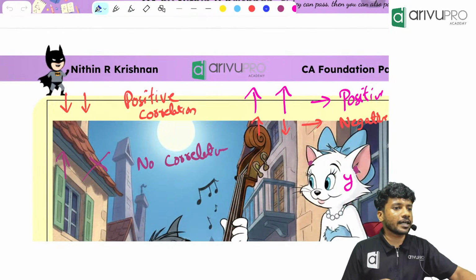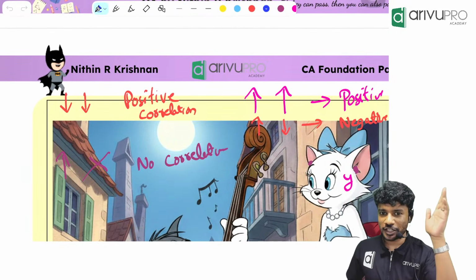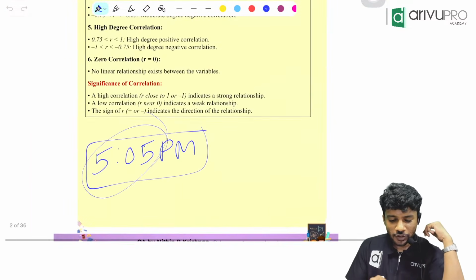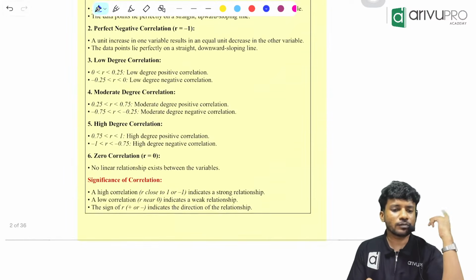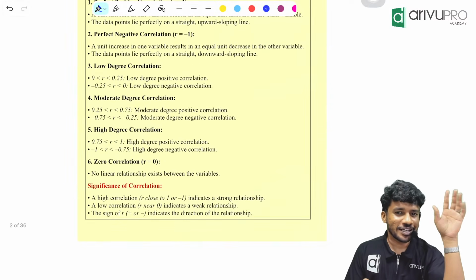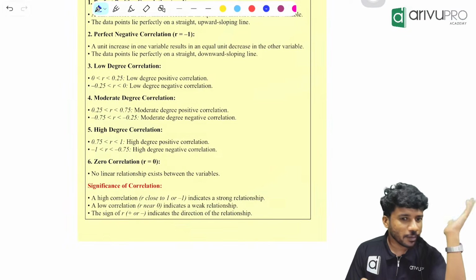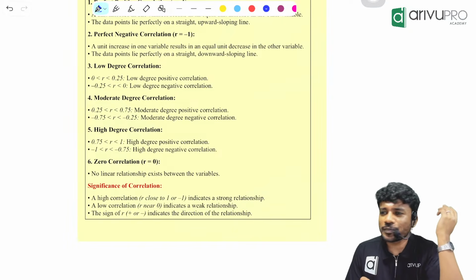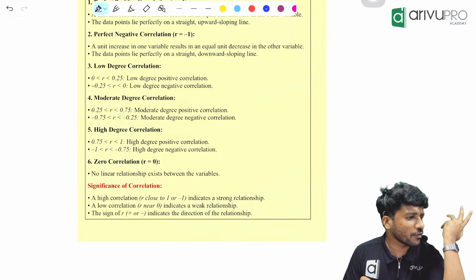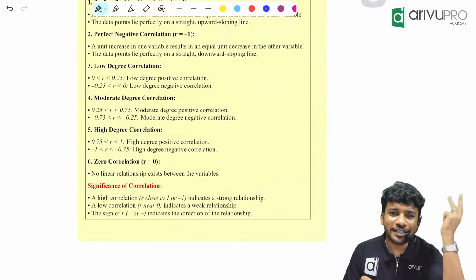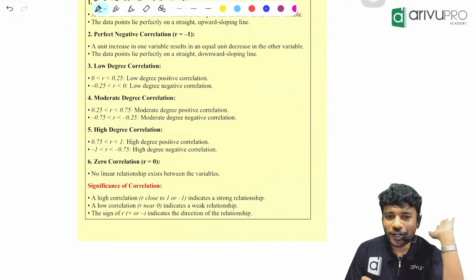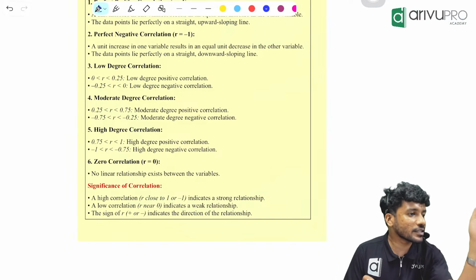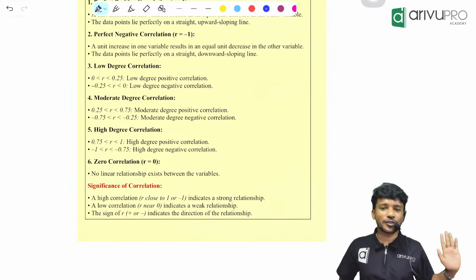So we were discussing positive correlation, negative correlation, and no correlation with the correlation coefficient. Whenever the correlation coefficient is equal to 0, it is no correlation. Whenever R is equal to 1, perfect positive. Whenever R is equal to -1, perfect negative. Whenever R is between -1 and +1, it can be negative, positive or no correlation. The maximum value of R is 1 and the minimum value is -1. That everyone should know.